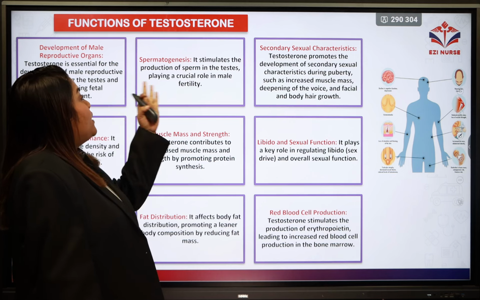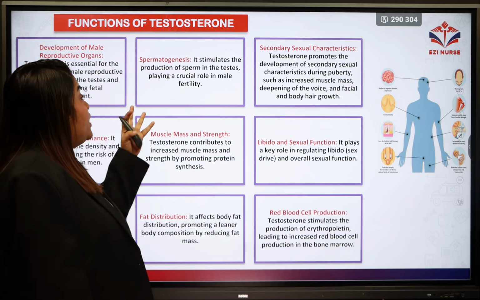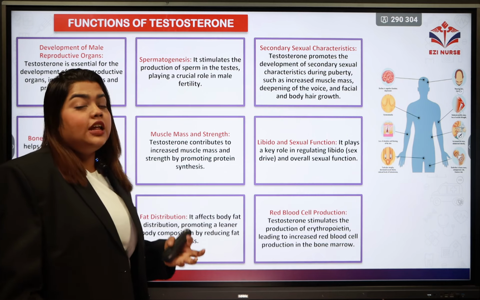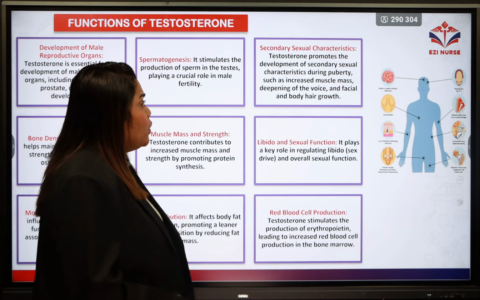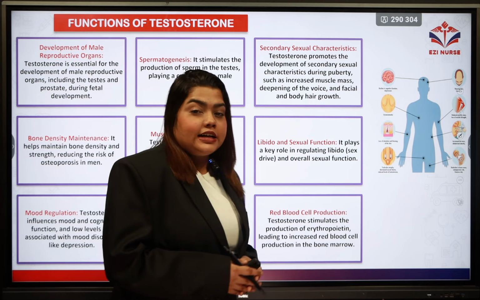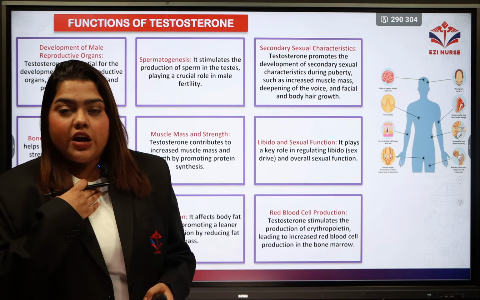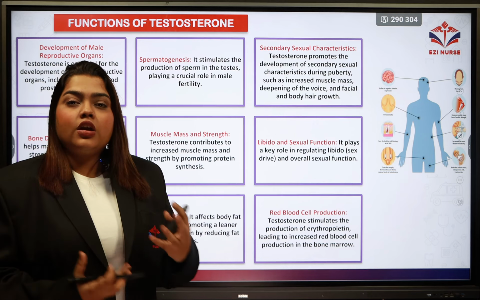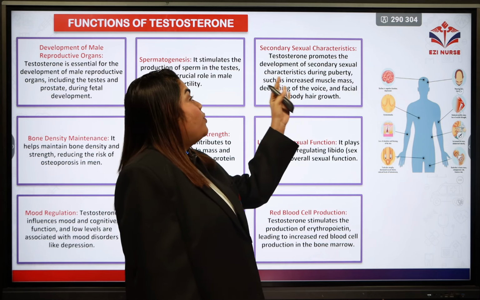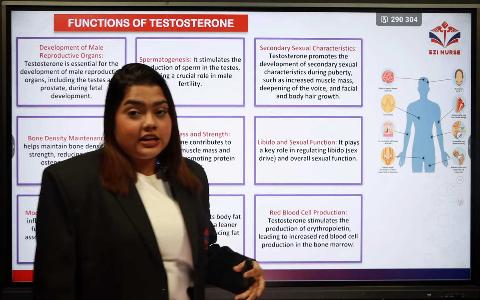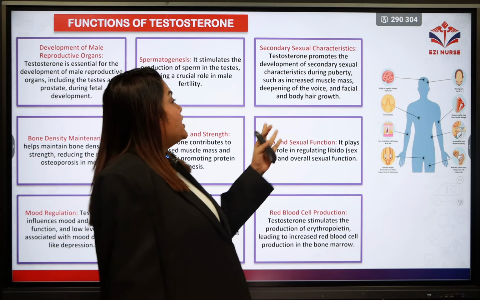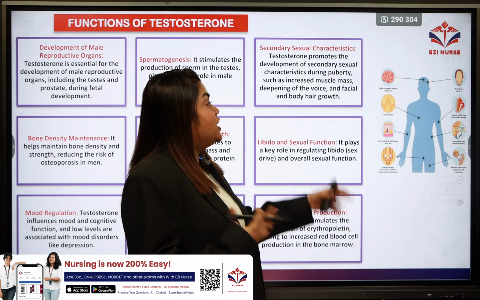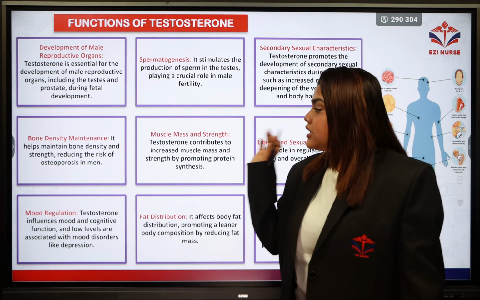Then we have spermatogenesis. Now what is that? It stimulates the production of sperm in the testis and plays a crucial role in male fertility. Then secondary sexual characteristics such as deepening of the voice, pubic hair, armpit hair, and muscles. Testosterone promotes the development of secondary sexual characteristics during puberty of a male, such as increased muscle mass, deepening of the voice, and facial and body hair growth. These are the main functions.